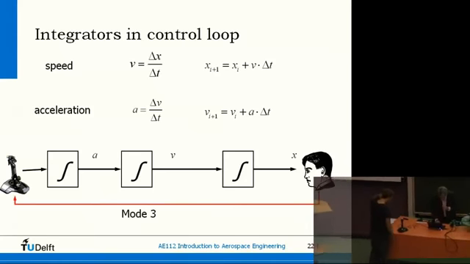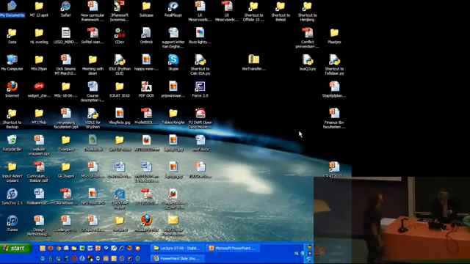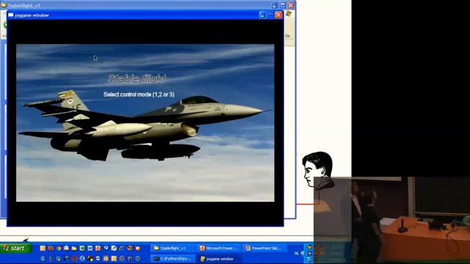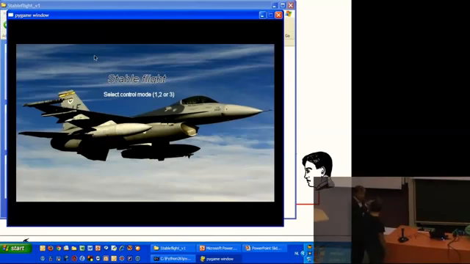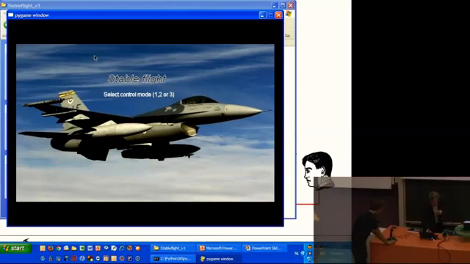Okay, Lawrence, I'll explain you what we're going to do. Let me see. So this is the little game. You're going to control a two-dimensional model of an F-16 with mode 1, 2, or 3. The idea is to keep it in the center, in basically the blue sky, and avoid the black zones above and below the blue zone. Just try it first in mode 1.